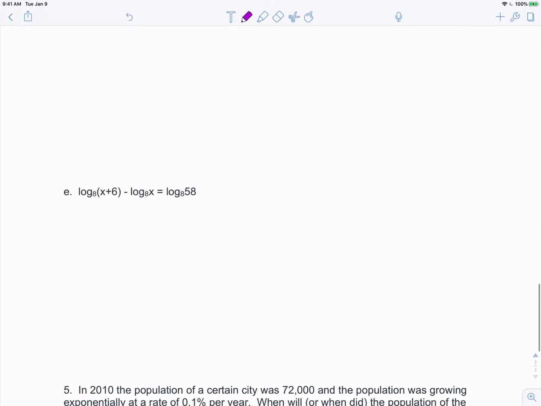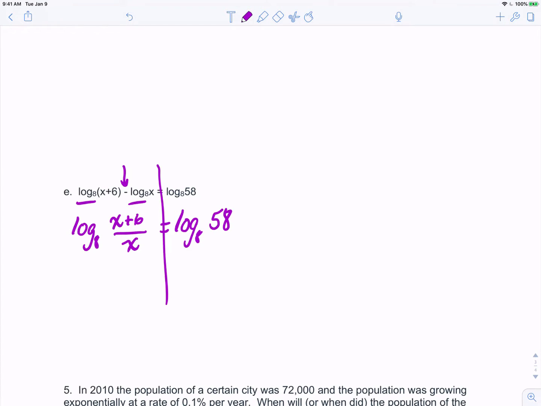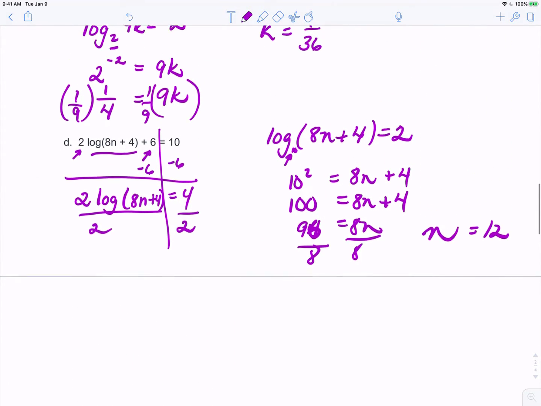Another log equation. So on this side of the equation, we have 2 logs. And remember, our first step is to get at most 1 log on each side. So we need to combine these. How can we combine them? Well, remembering our laws of logs, subtracting the logs is the same as dividing. So we have log to the base 8 of x plus 6 over x is equal to log to the base 8 of 58.